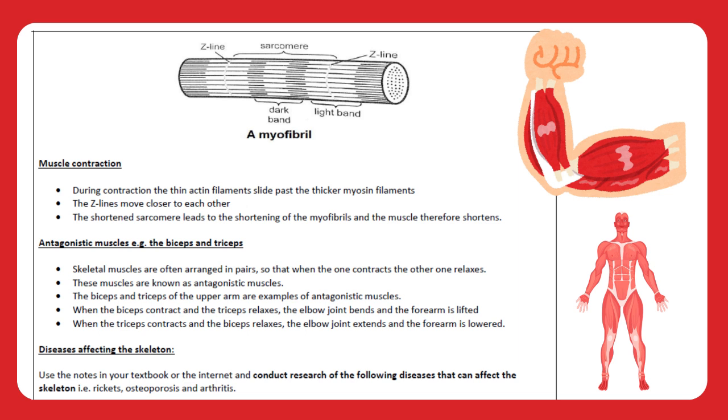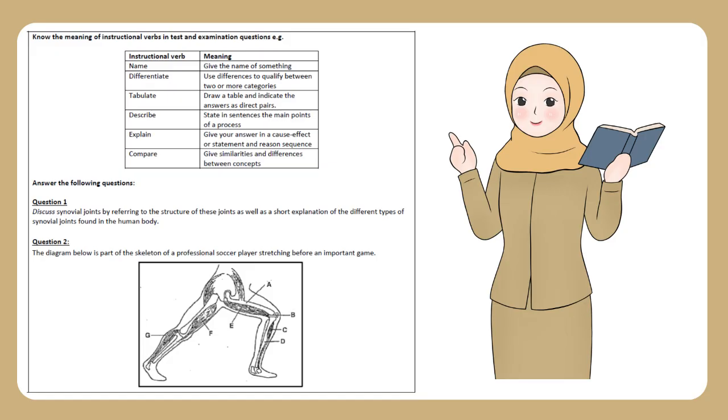Diseases affecting the skeleton. Use the notes in your textbook or the internet and conduct research of the following diseases that can affect the skeleton, i.e., rickets, osteoporosis, and arthritis. Know the meaning of instructional verbs in test and examination questions, e.g.